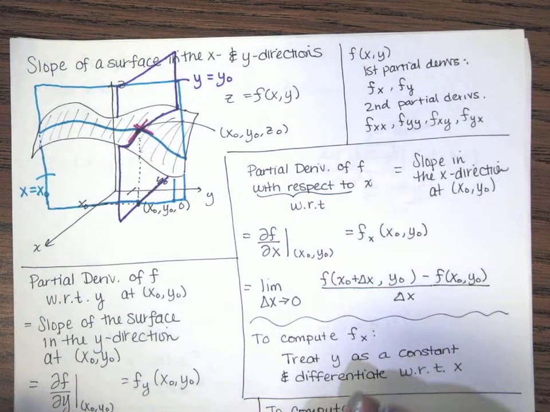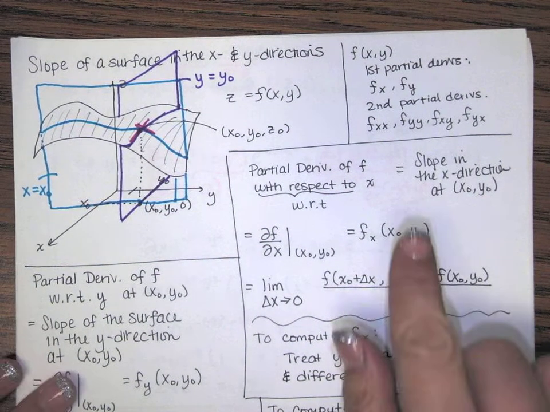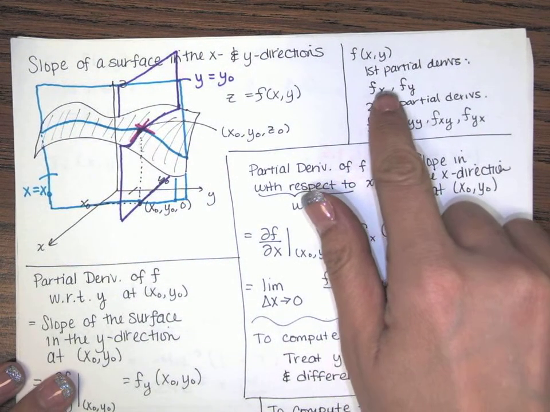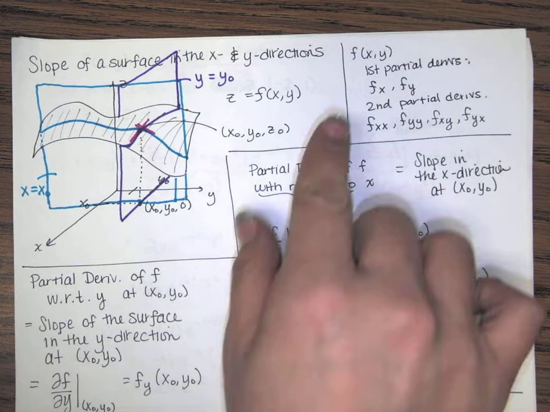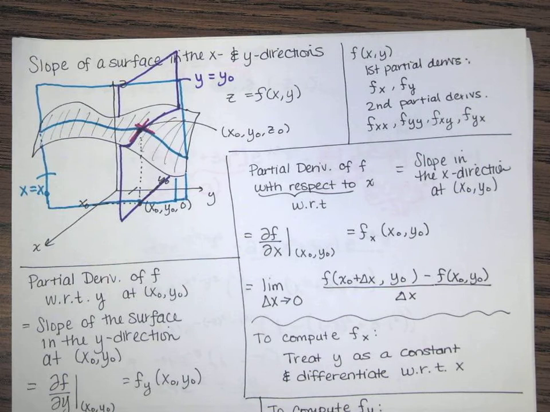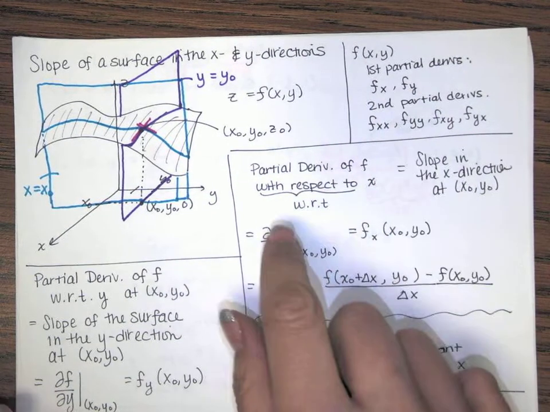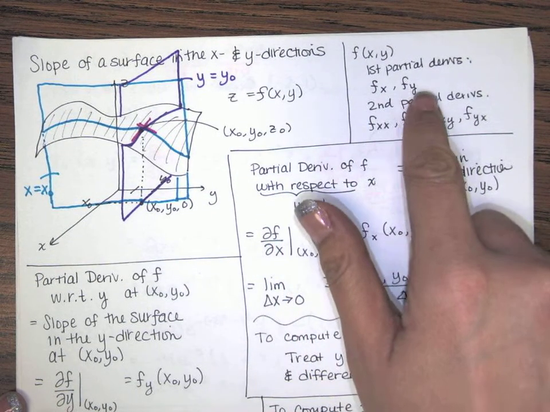So I think we're going to compute those in another video. But notice I've got 2 first partials and I've got 4 second partials because our function depended on 2 variables. Each of these, I can take their derivatives with respect to x and y again.